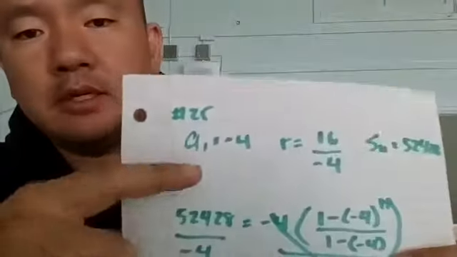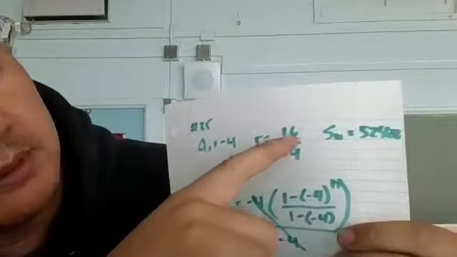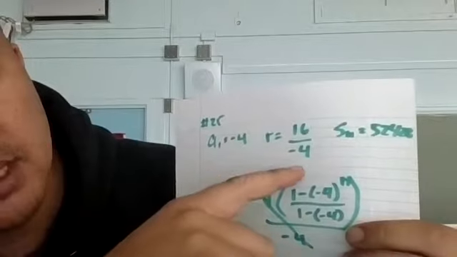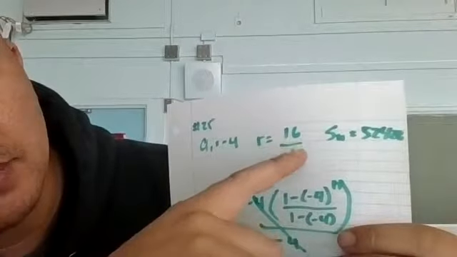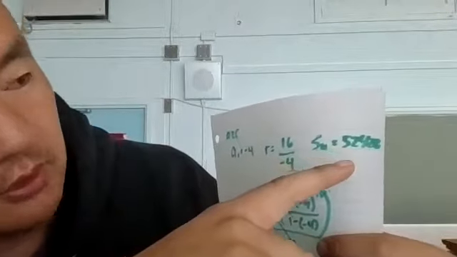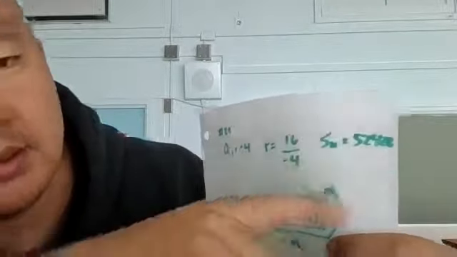Number 25 is this here. The first term is -4. For the ratio, remember, the second term is 16 and the first term was -4. So remember how to get the ratio. The ratio then is -4, because if you divide these, it'll be -4. And the sum is 52,428. If you plug those numbers in, just like we did in the previous problem, you'll get this.